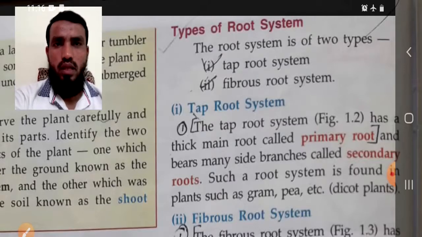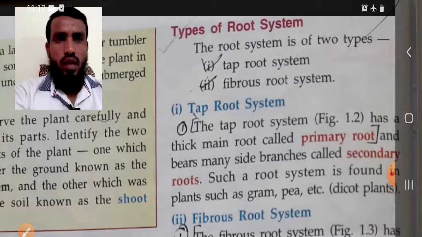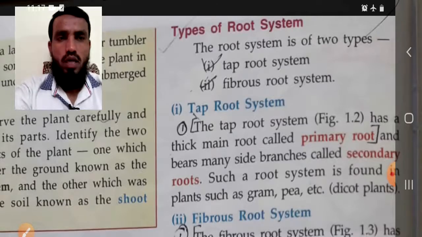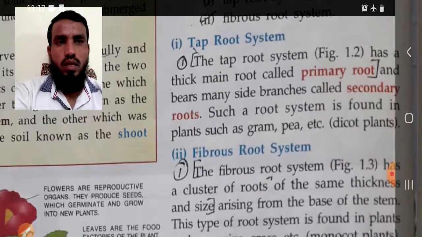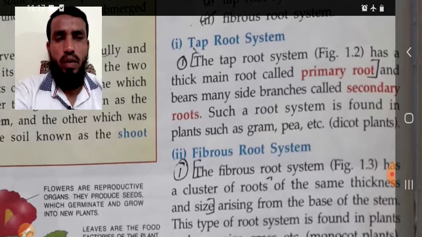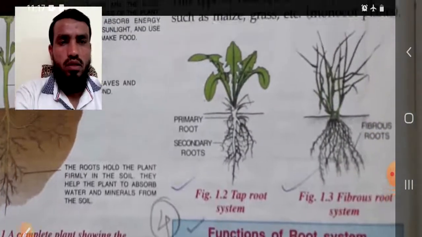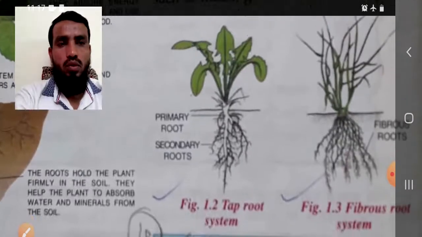Whatever the plants are, they have either a tap root or a fibrous root system. Number one, we will talk about the tap root system. So what is the tap root system? The tap root system has one main root, called the primary root, which bears many side branches called secondary roots. It is very clear when you look at this diagram, this figure, that is the tap root system.